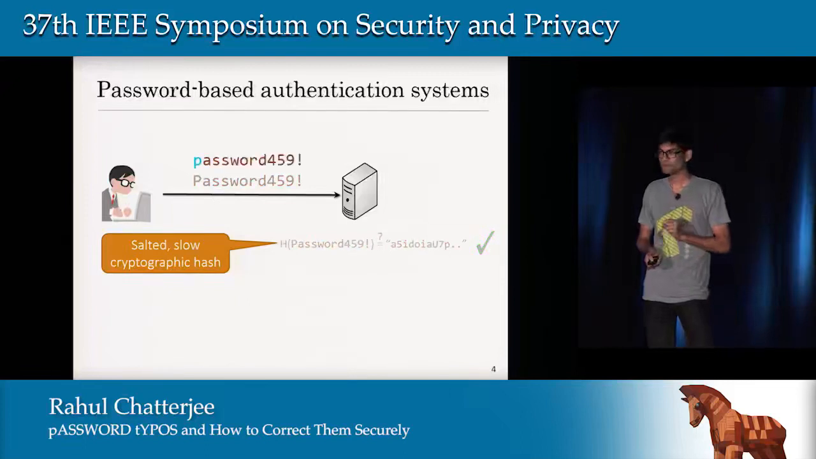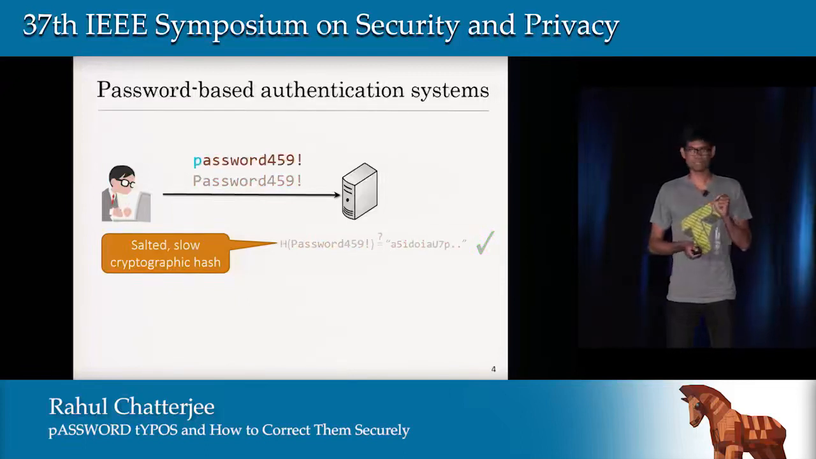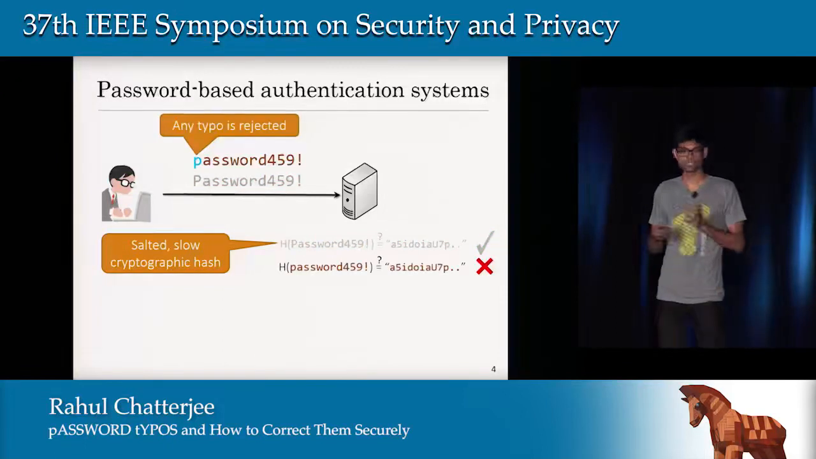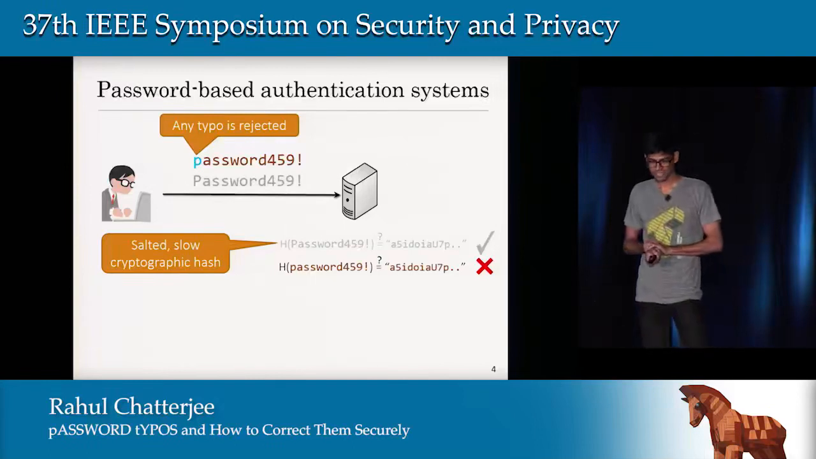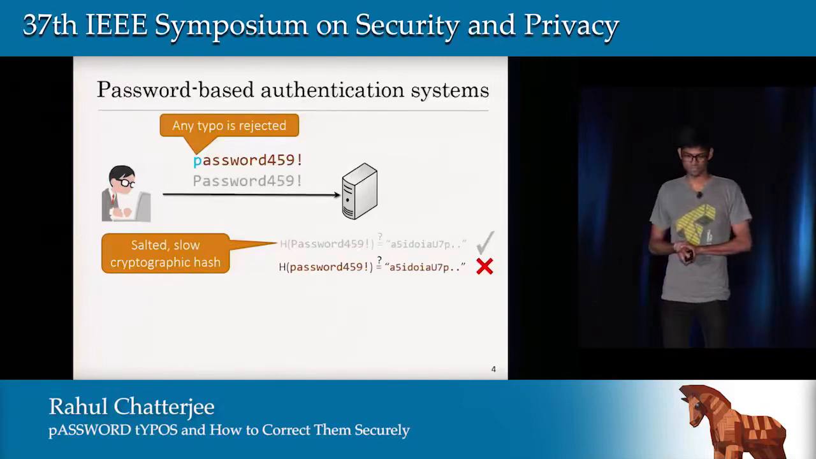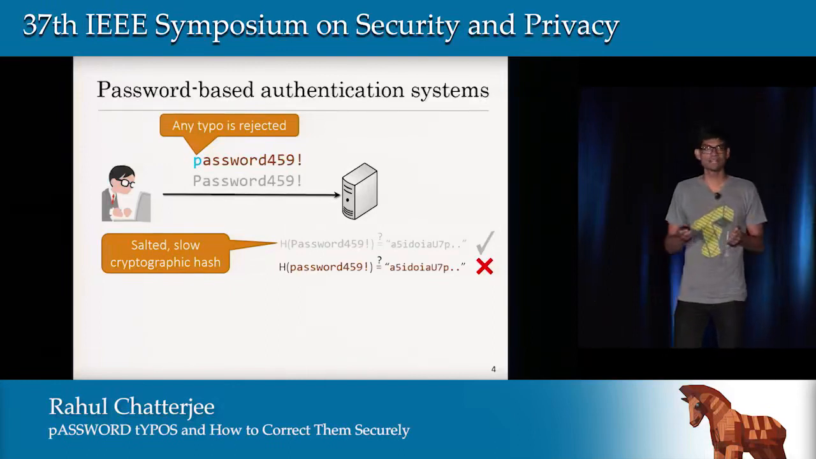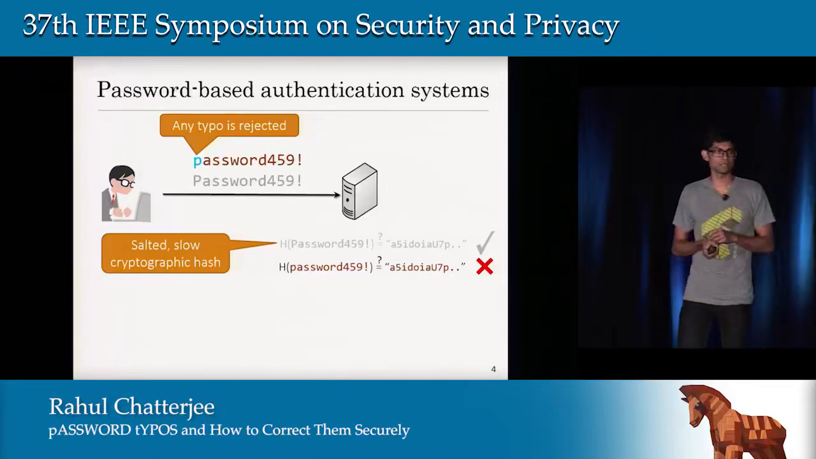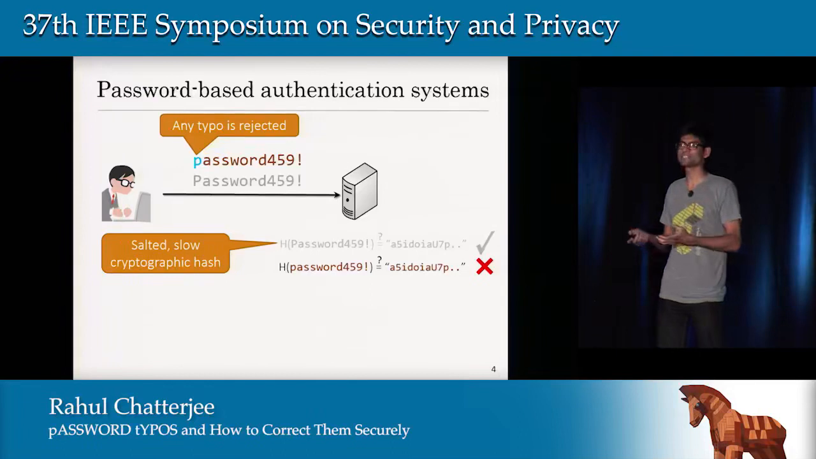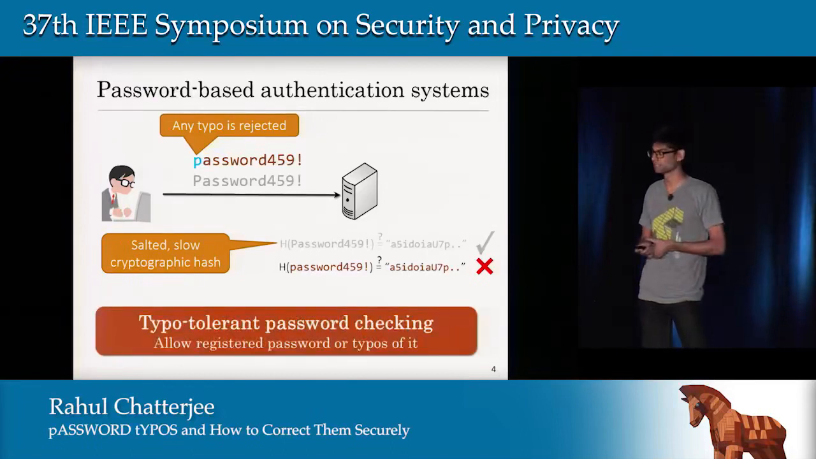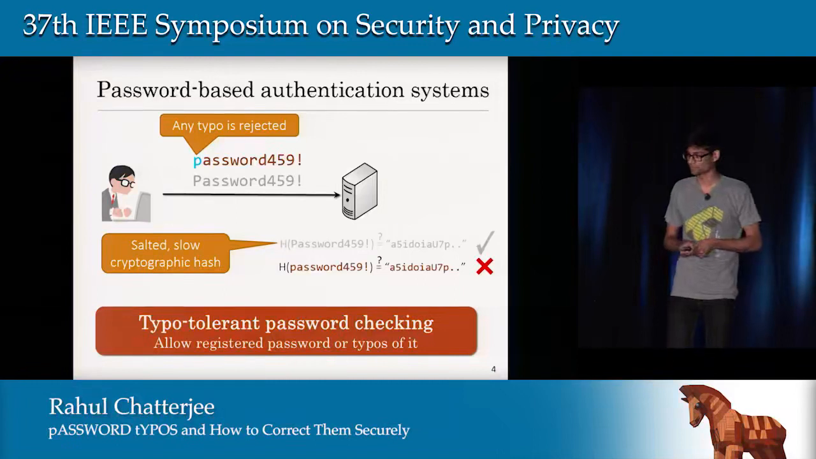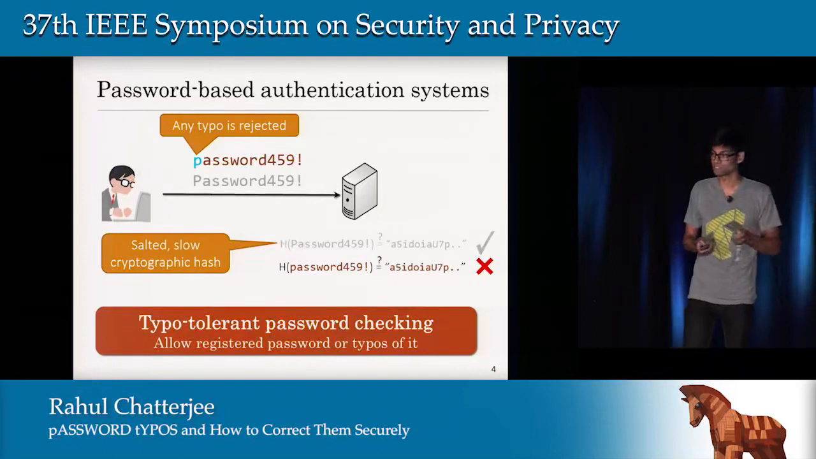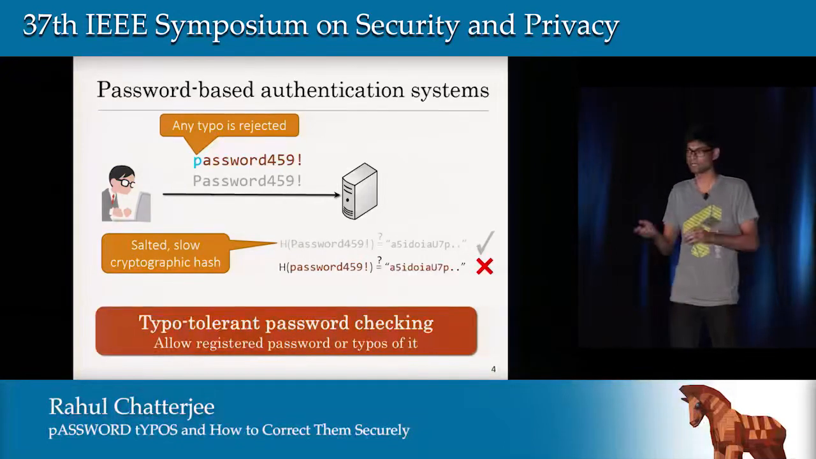Even if you make the slightest mistake in your password, such as forgetting to capitalize the first letter of your password, the output of the hash function will be different, and the login will fail. Now, this is annoying. Wouldn't it be good if the server allowed some small typos that users frequently make while typing their passwords? This intuition leads us to construct a new type of password checking, what we call typo-tolerant password checking. In this checking, the server not only accepts the password that you used at the time of registration, but also some variants of that password.